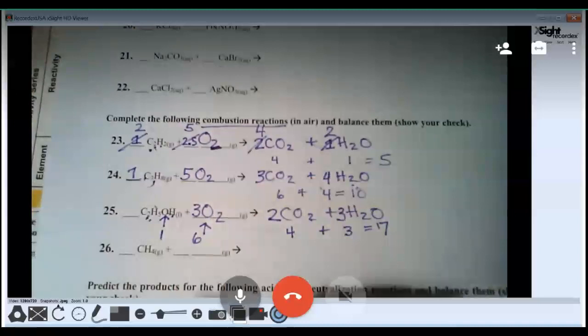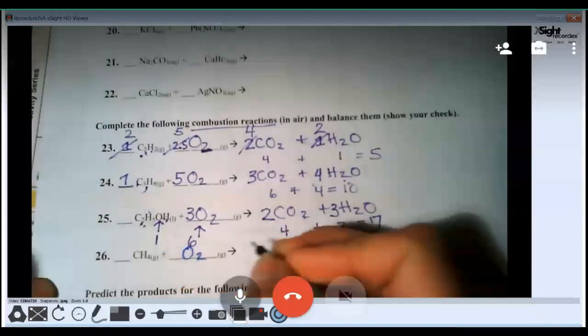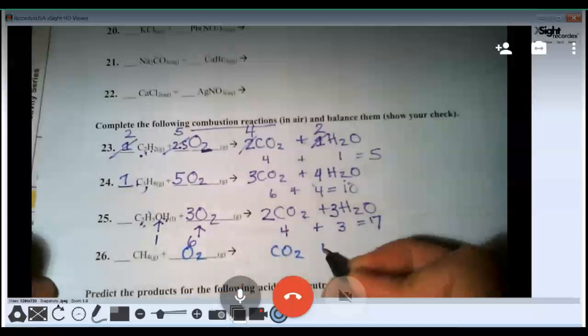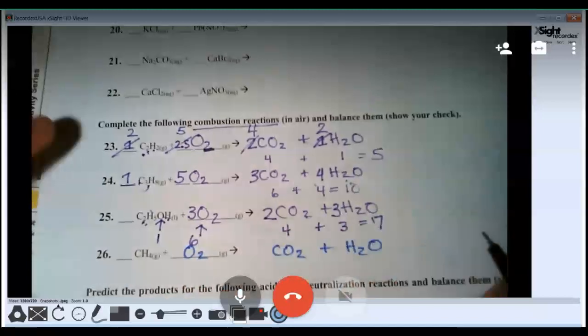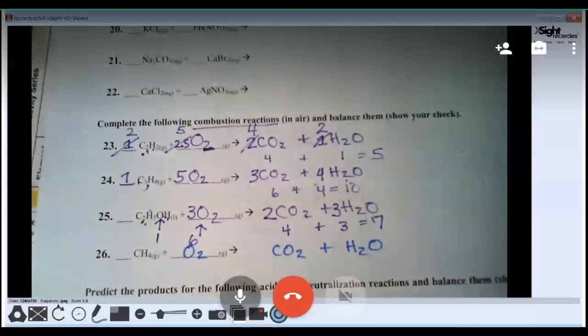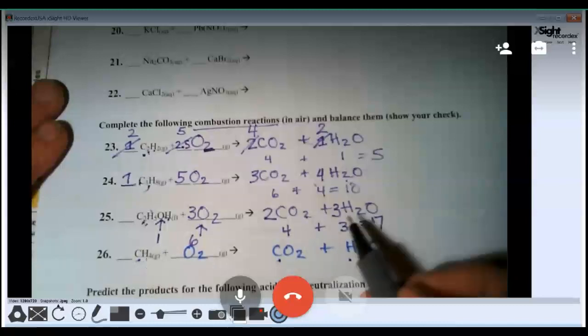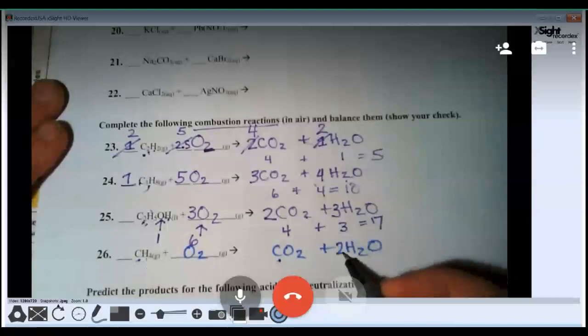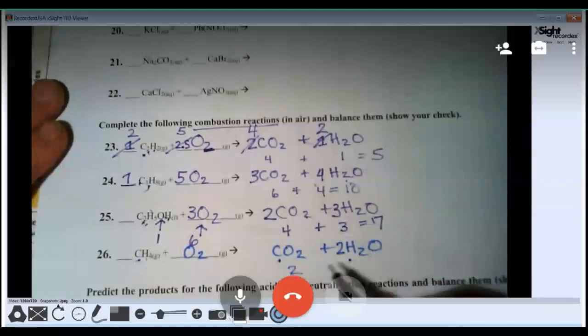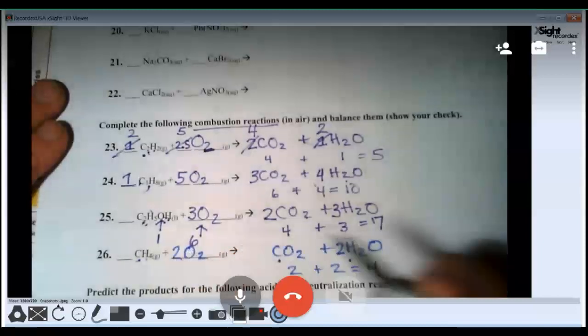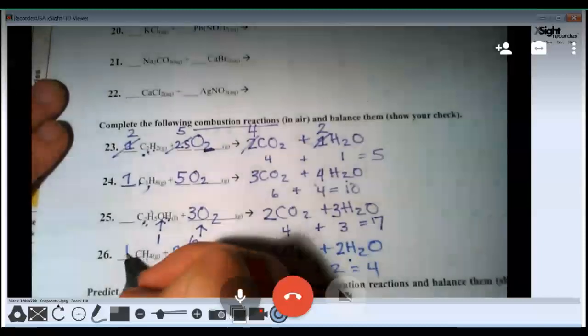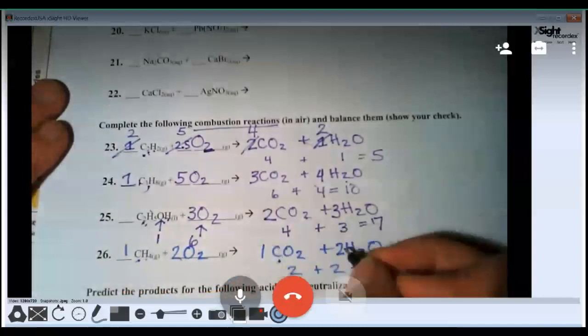Let's see. CH4 plus O2 gives us CO2 plus H2O. So combustion reaction. So we have 1 carbon here, 1 there. We have 4 hydrogens and 2 hydrogens, so I need to double this. So now I have 2 oxygens and 2 oxygens, so it gives me 4. Oh, this is also easy. 2O2. Alright, well none of the other ones were hard, like the first one.